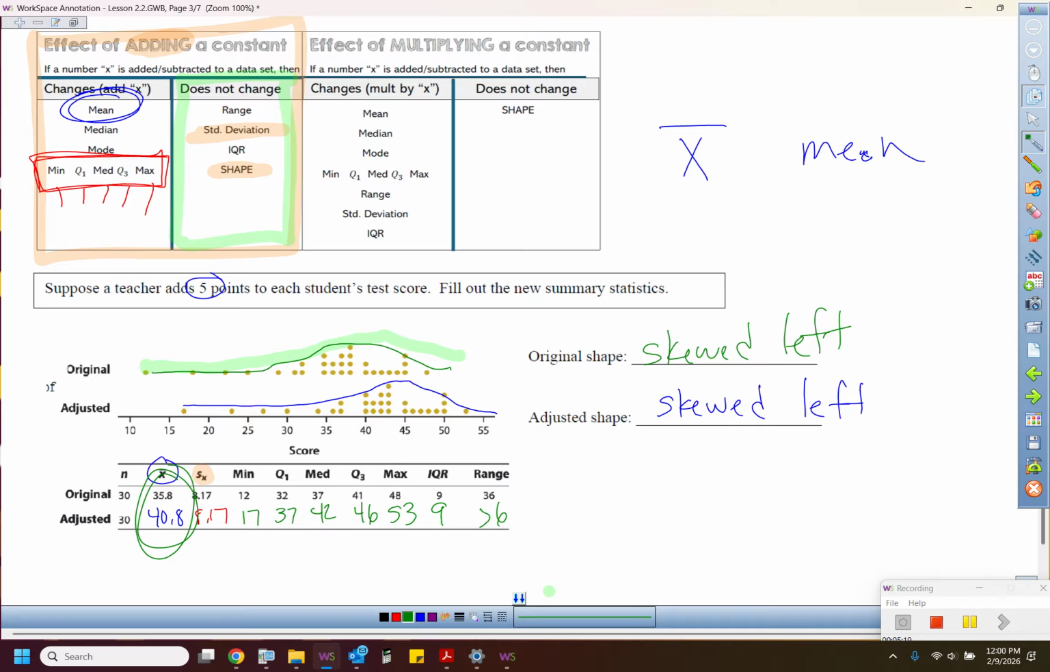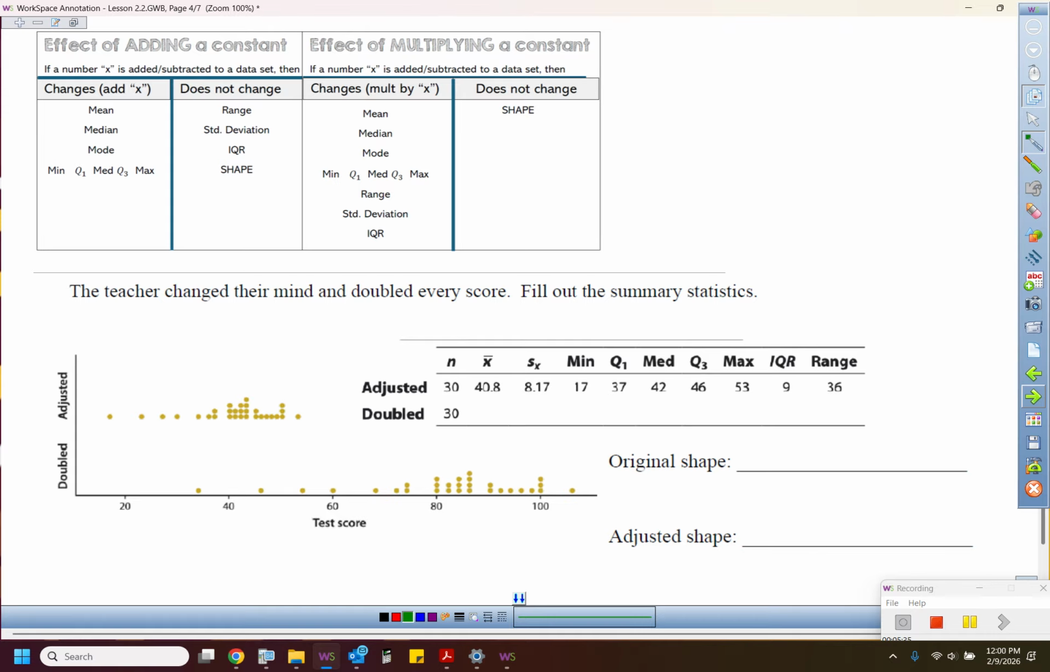The main thing today is look first, what did they do? Did they add? Sometimes it's subtract. Or did they multiply, right? Figure out which part of the chart you should be on. This one was an add question, so I went to that, and I just realized does it change or not change?